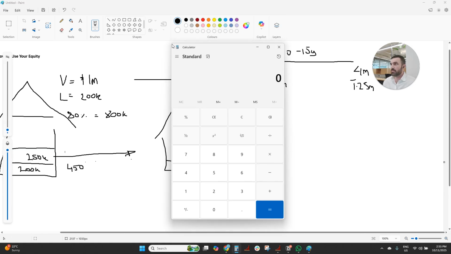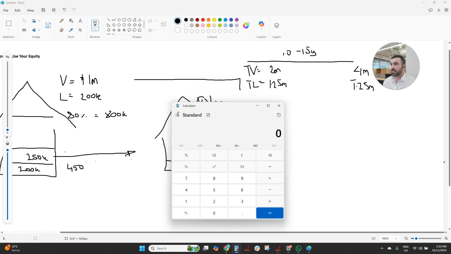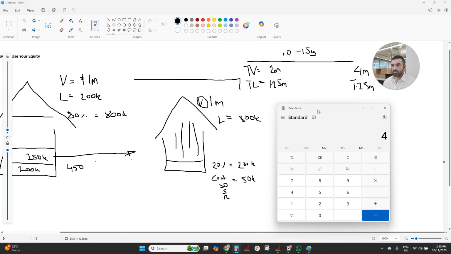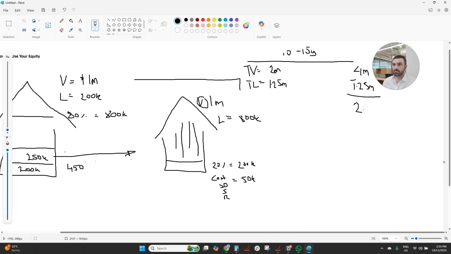You've now created 4 million total value in assets, total assets, minus the total debt, which is 1.25 million. You now have 2,750,000 in equity. Okay.